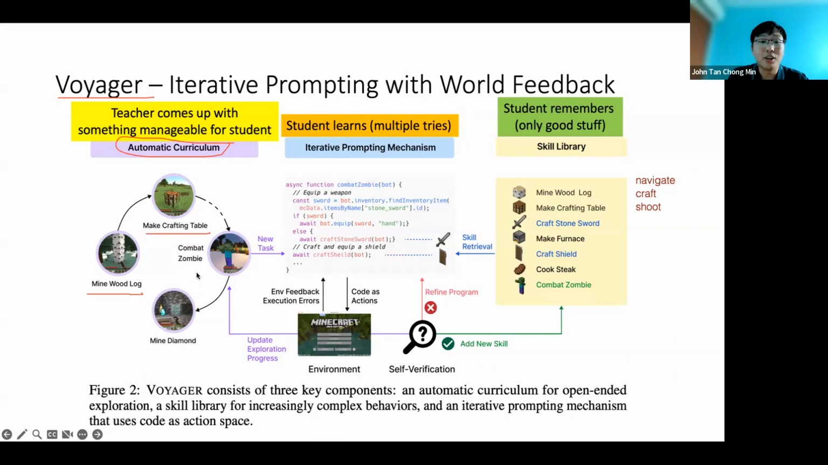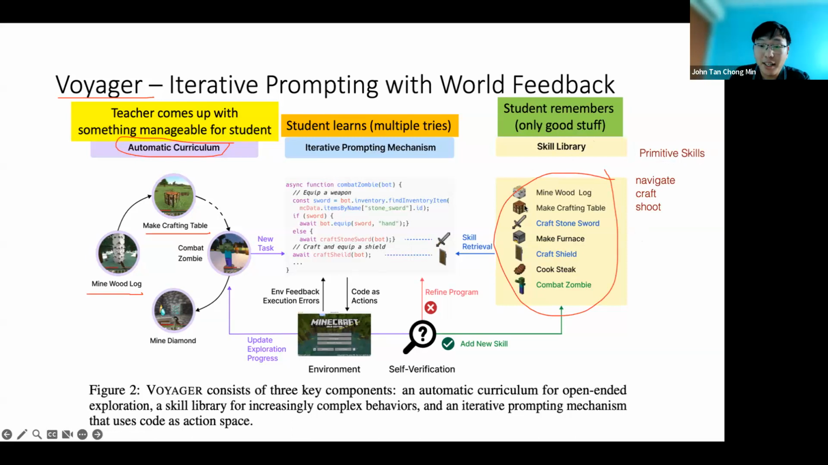So this is automatic curriculum. It's able to guide the LLM agent in a more structured manner, such that the LLM agent will learn simple tasks first, then the more complicated stuff, right? Then we also have this thing called the skill library. So imagine all these are your primitive skills, the skills that you start off with. We can actually compose them into more and more complicated skills.